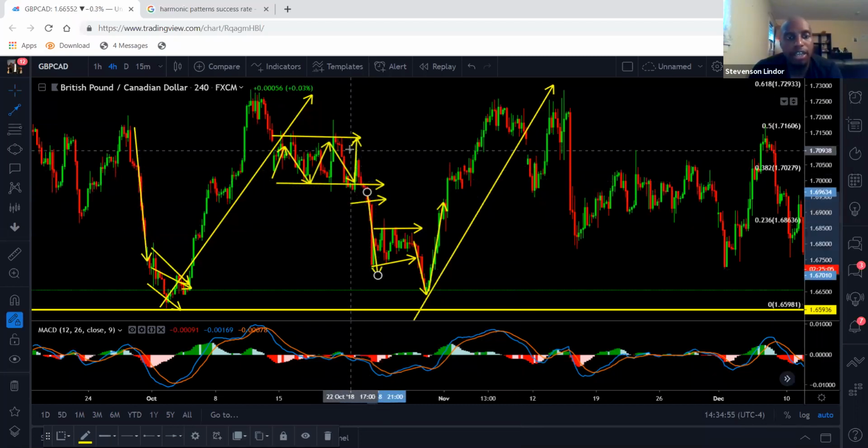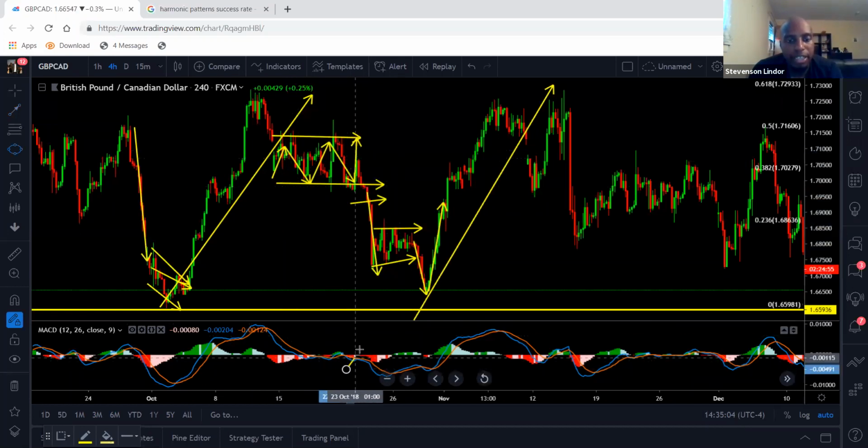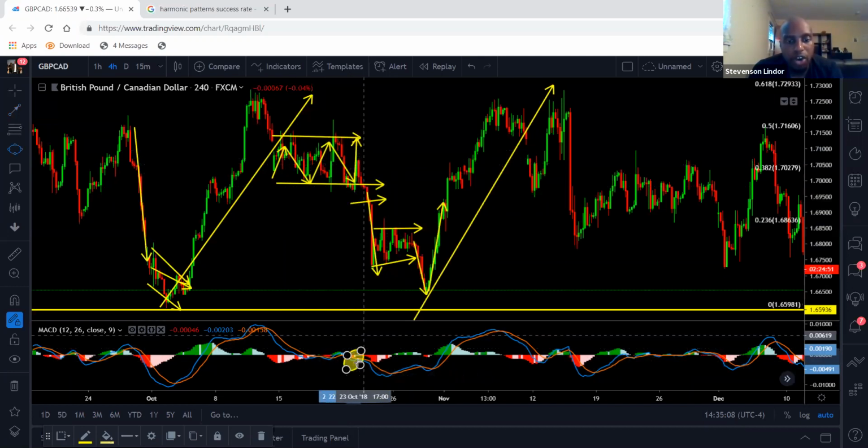Or using the MACD in conjunction, when this flag was being created, look when price was starting to make that crossover. So once price crossed over down here, that's when you got your breakout here. This, again, would have been your entry, right? On the 4-hour time frame.